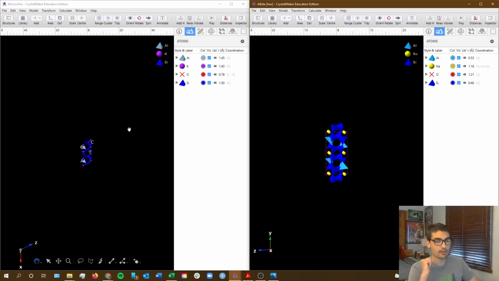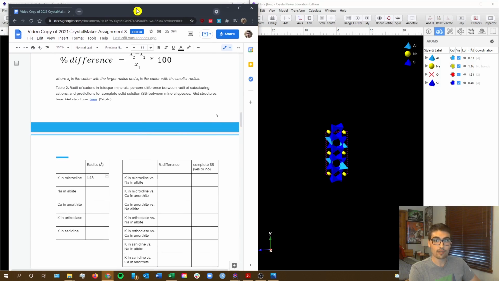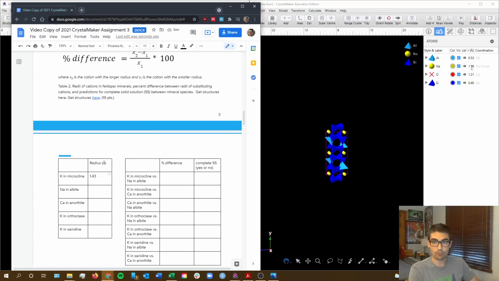Now CrystalMaker makes this super easy. Determining the radius, it's right there. Radius in angstroms is listed in a column here. I can see the radius of potassium is 1.43. Perfect. So 1.43, simple as that. Same thing with the sodium. I can just look over here and I see it's 1.16. Great. Easily done. So now we know the two radii.